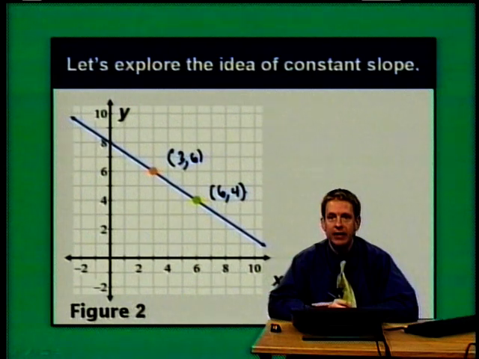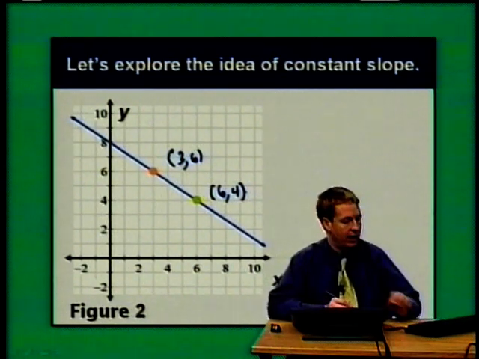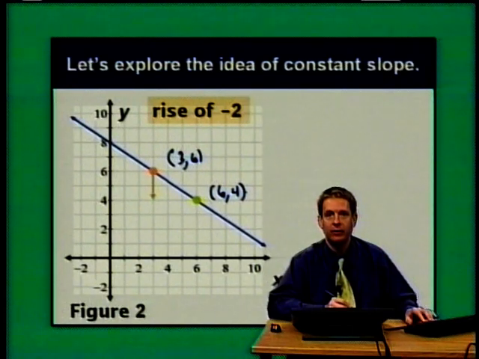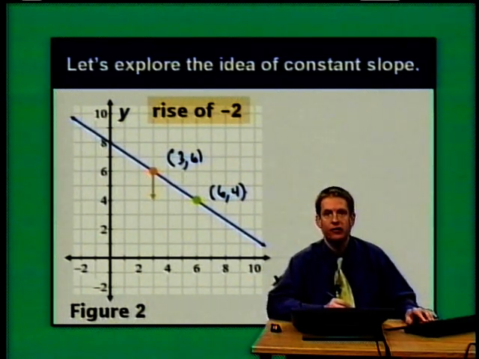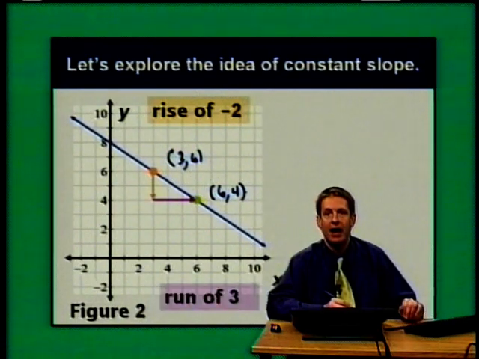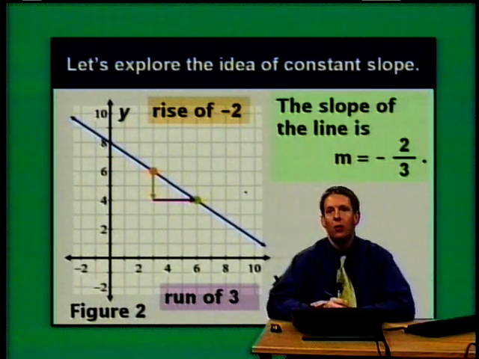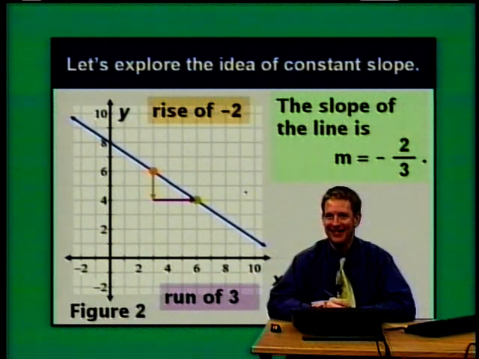Well, the first thing I would need to do is move downward. Downward is a decrease in y. Specifically, I'd need to move down 2 units. That is a rise of -2. I'd then need to move right 3 units. When you move right, x increases. So that's going to be a positive run. Specifically, we have a positive run of 3. So we see that the slope of the line is m equals -2/3.